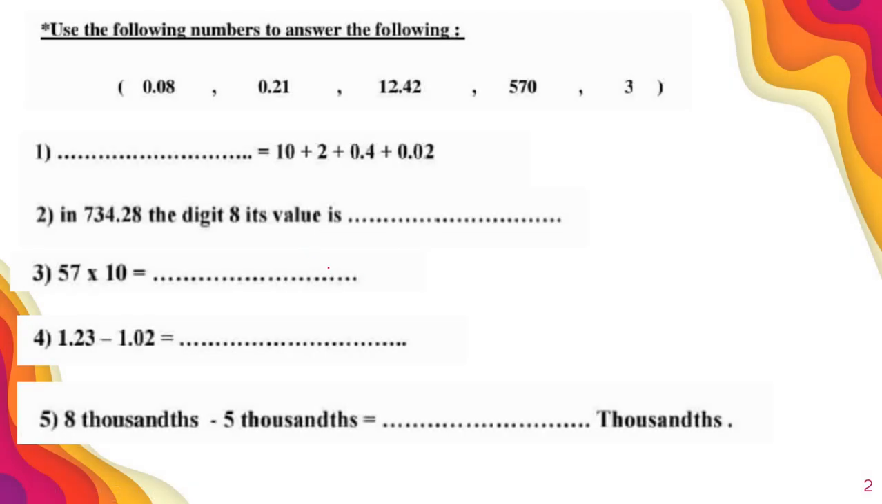We have here 6 models. We're starting with model number 1. Use the following numbers to answer the following. So I have to complete these spaces by these choices, okay?